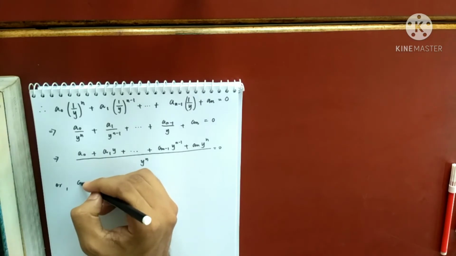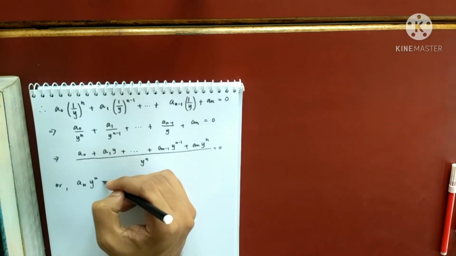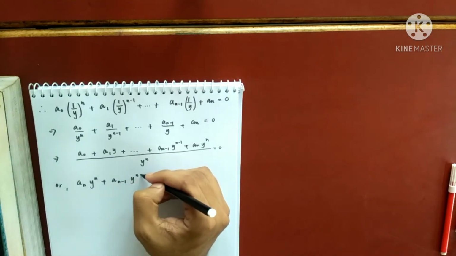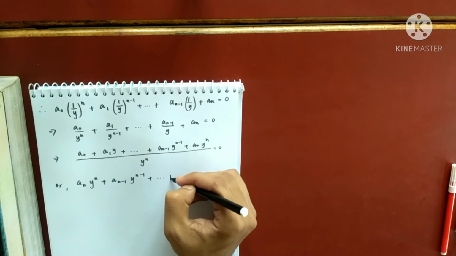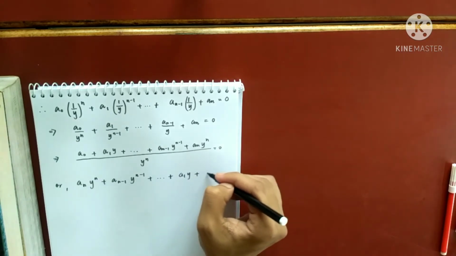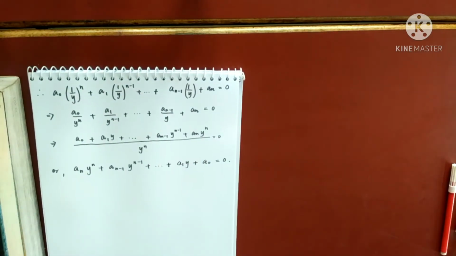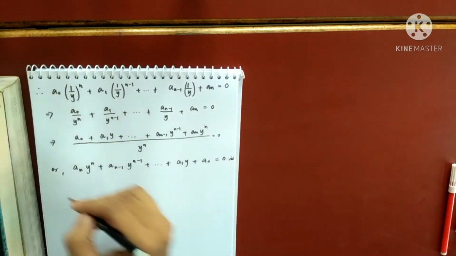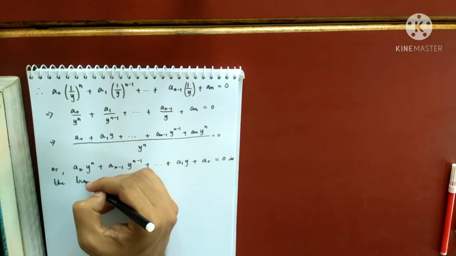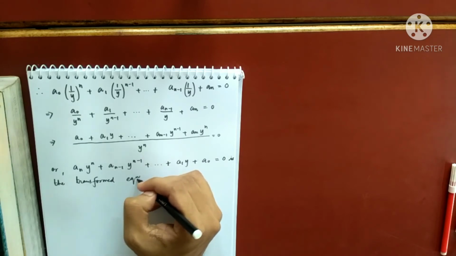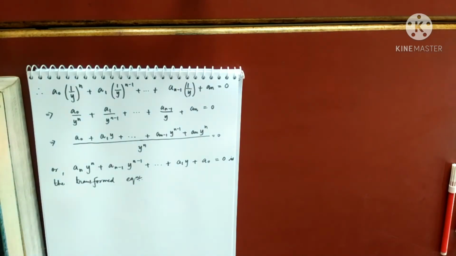That means a n y to the power n plus a n minus 1 y to the power n minus 1, and so on, plus a1 y plus a naught equals 0. This is the transformed equation. So this is what our aim was. So this is my transformed equation.